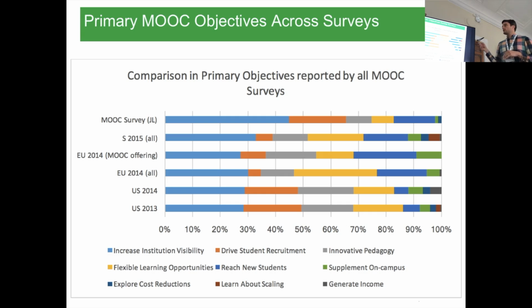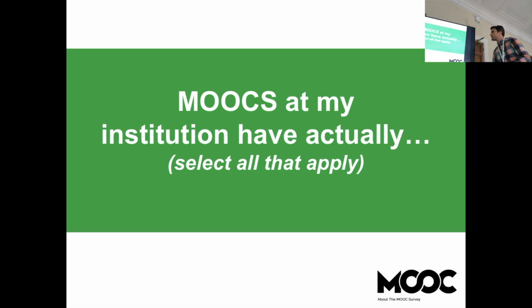and this actually tallied with all of the primary objectives reported by all of the other MOOC surveys. So basically, the similar kind of increasing institutional visibility, driving student recruitment. Interestingly, there are some emergent ones here, like innovative pedagogy, but flexible learning opportunities. So you can see that overall the pattern was quite similar, and it had remained quite similar. Now, what this means is to be seen in a minute.